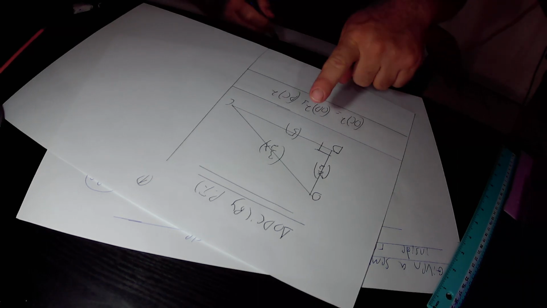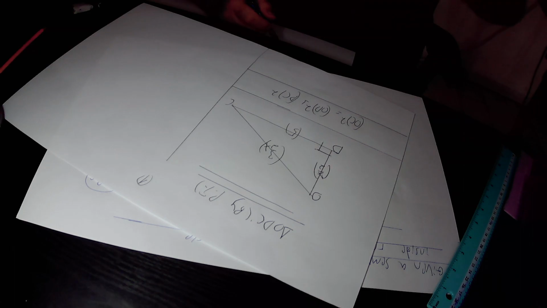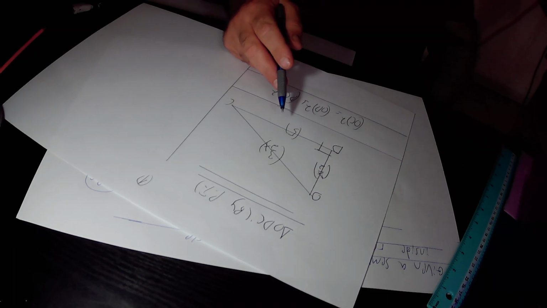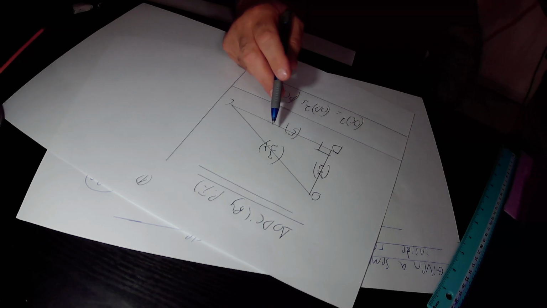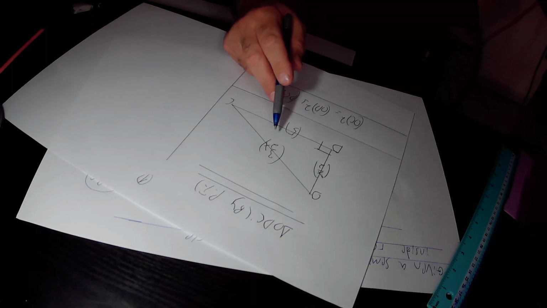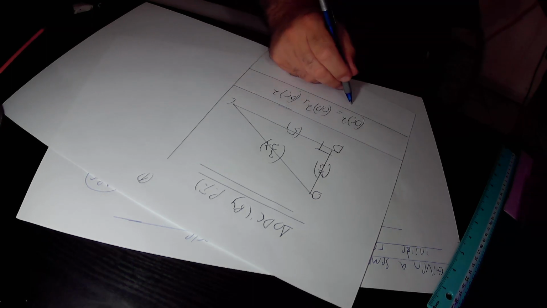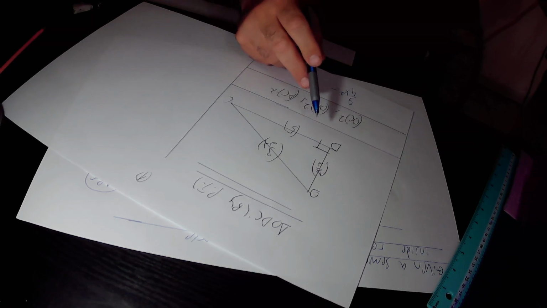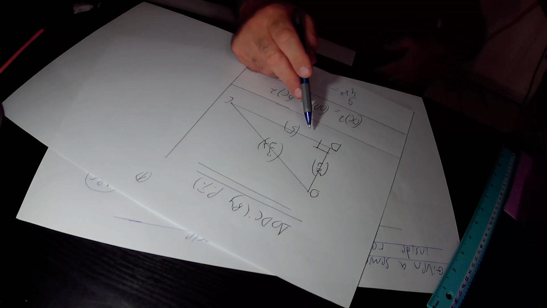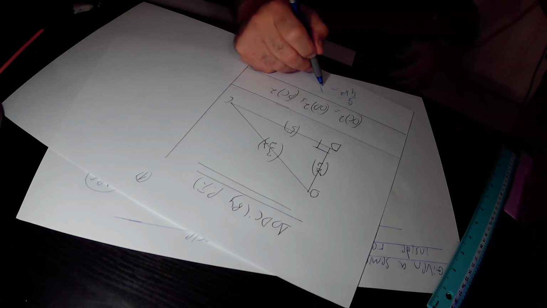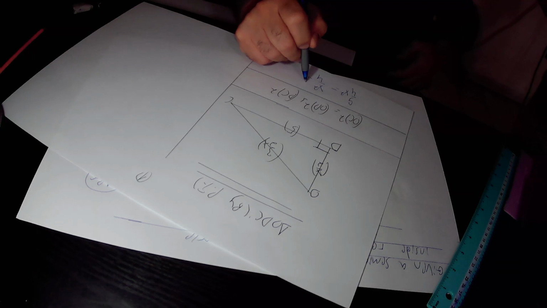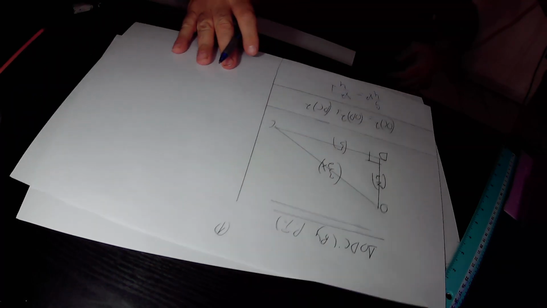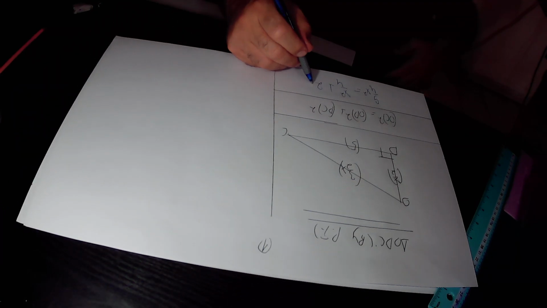OC equals to 3 over 2 times x units in its length, therefore OC squared will be equal to 3 over 2 squared is 9 over 4 times x squared. So in total, OC squared equals to 9 over 4 times x squared, and it is equals to OD squared. OD is x over 2, therefore OD squared is x over 2 squared, that is actually x squared over 4, plus DC squared. DC is 5, therefore DC squared is 5 squared, that is 25.